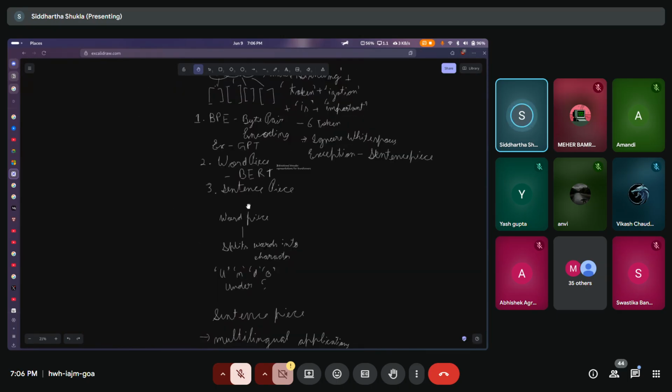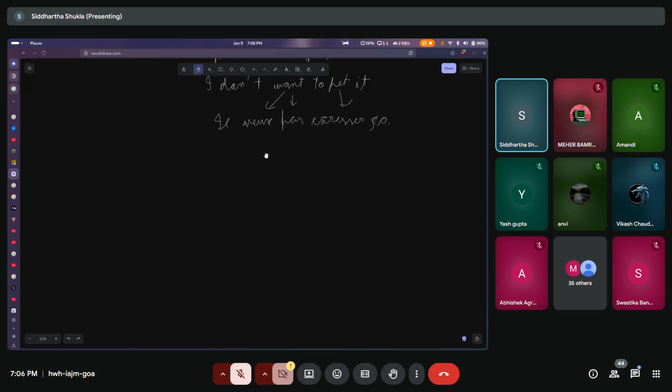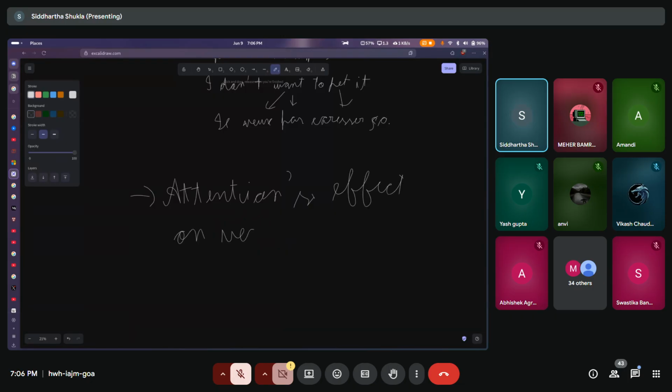All right, so now you have a high-level understanding of how tokenization works. Now we're going to apply tokenization, and we're going to see how attention changes the vector embeddings, its effect on vectors.